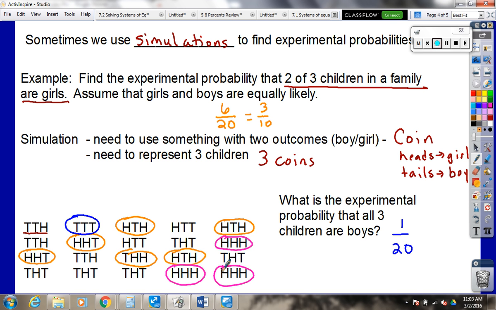What can we do to improve our chances of getting a good experimental probability? Any ideas? What can we do to improve our chances of getting a probability that's more like the theoretical probability? Do you think it would be more accurate if we did more trials? Yeah, we talked about this a little bit in the data section: the more people that we sampled, remember for random samples, the more accurate our results are going to be, and the same thing is true with probability.